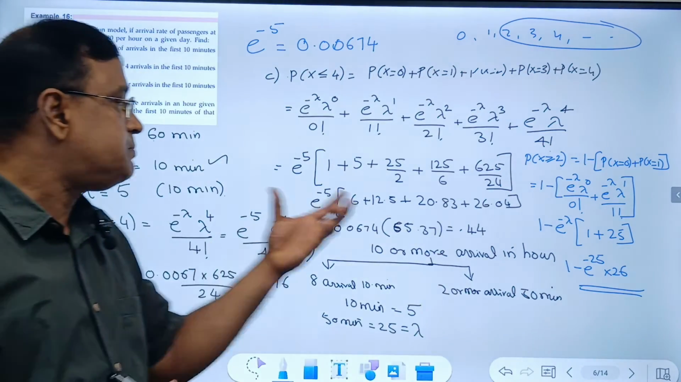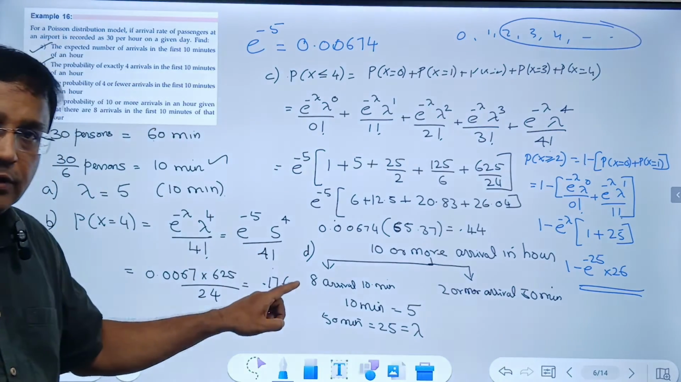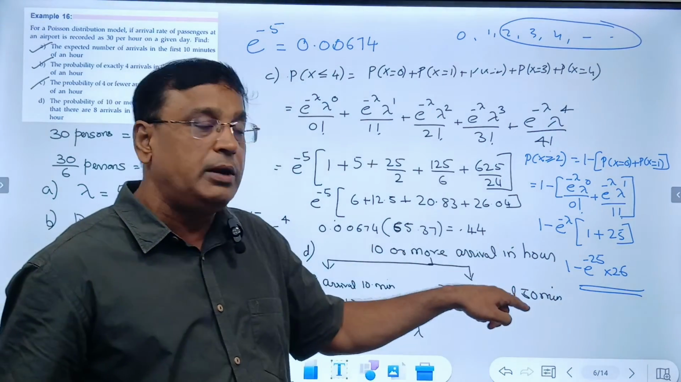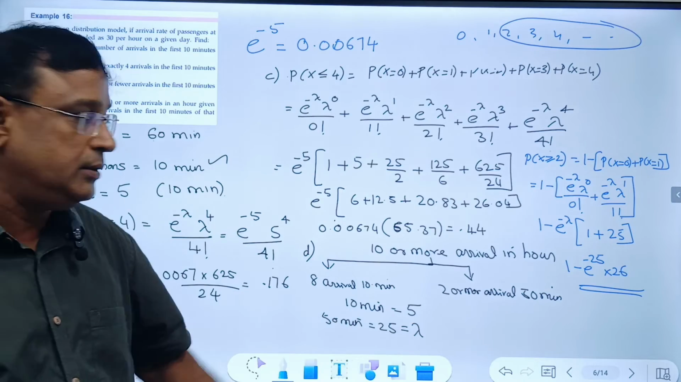Okay. The best part of this problem is we are not calculating this because this is a sure event. In the first 10 minutes, 8 people will definitely come. 2 or more people in the next 50 minutes is what we are calculating. Okay. For that, you have to find a new lambda.